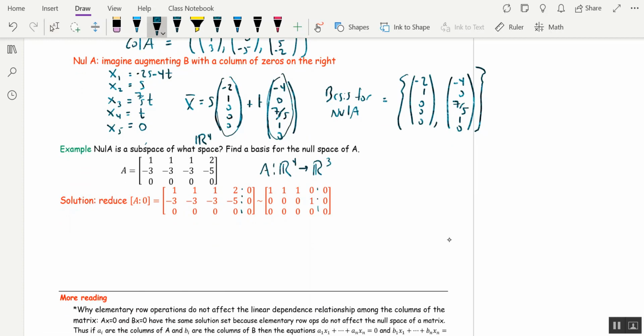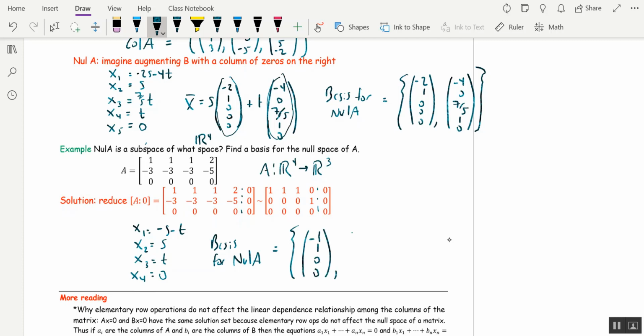We've got 4 variables. Let's start at the bottom. x4 is 0. x3 is t, x2 is s, x1 is negative s minus t. So a basis for null A is equal to the set, and I'm just going to do this in my head. I'm going to read off the coefficients of s. That's negative 1, 1, 0, 0. That'll be one vector. And the second vector will be the coefficients of t: negative 1, 0, 1, 0. Okay, and that is the end of this section.